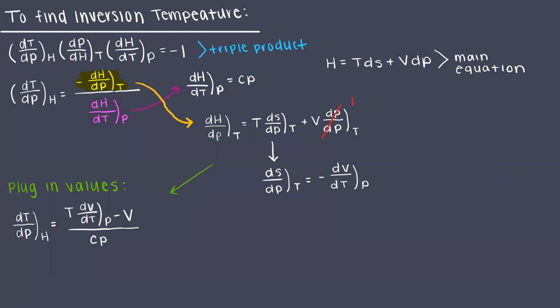We know that (dH/dT) at constant P is equal to Cp, and that (dH/dP) at constant T is equal to T (dS/dP) at constant T plus V times (dP/dP) at constant T. We can simplify the dP over dP to 1, and we know that (dS/dP) at constant T is equal to negative (dV/dT) at constant P. Simplifying and plugging those values in, we get (dT/dP) at constant H equals (T times (dV/dT) at constant P minus V) over Cp.